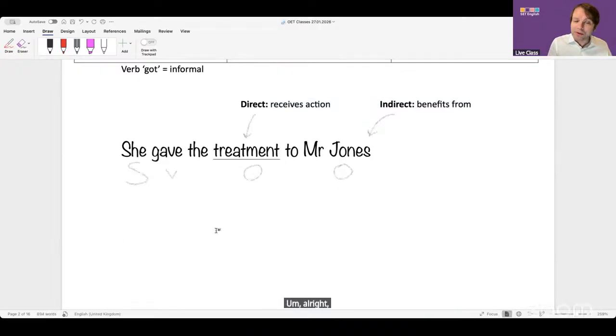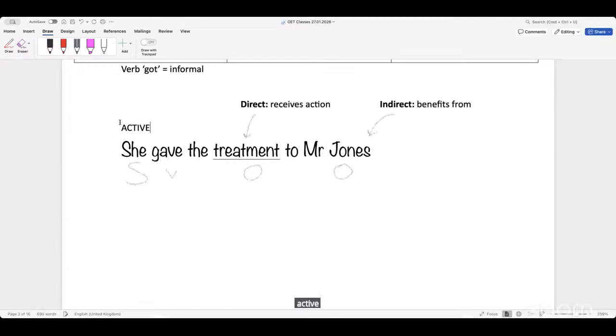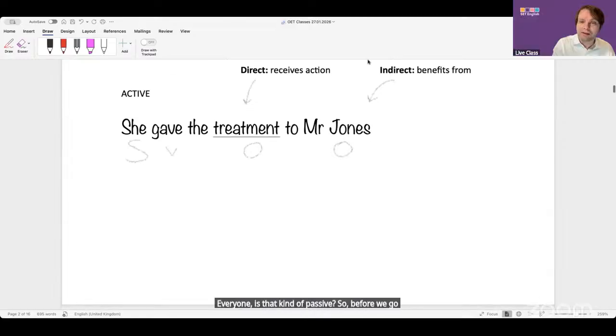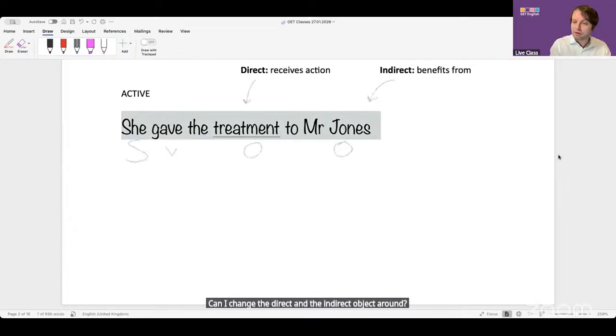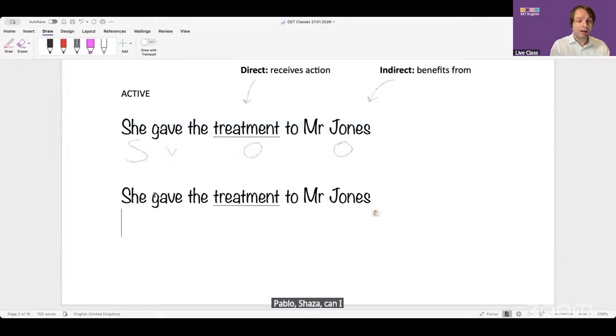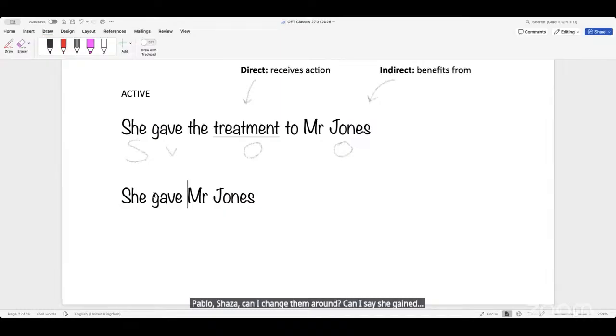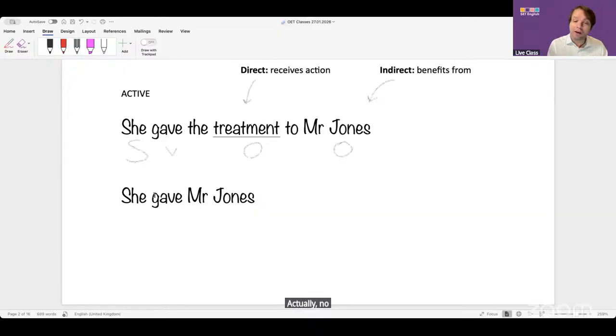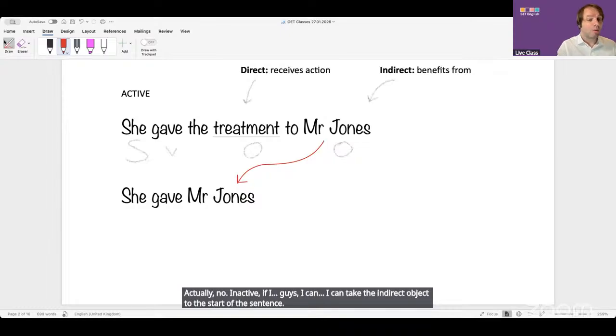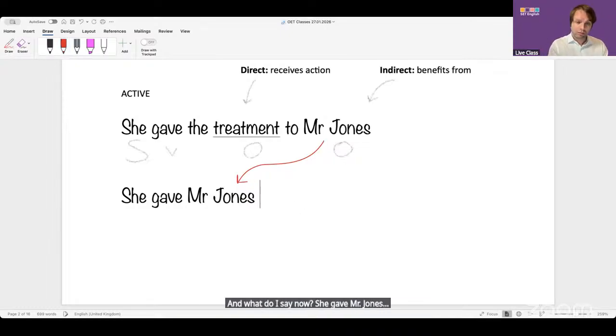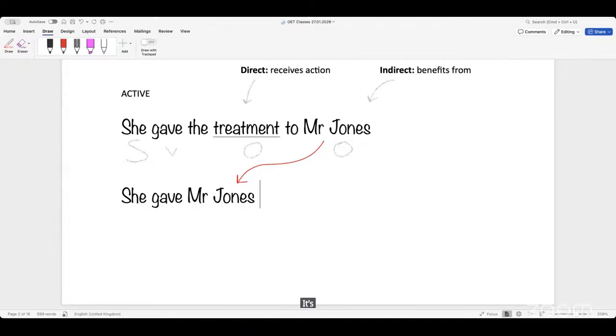All right, is this active or passive, guys? Everyone, is it active or passive? So before we go into passive, can I change the direct and the indirect object around? Farid, Pablo, Shaza, can I change them around? Can I say she gave Mr. Jones? It depends on the verb. Actually, no. In active, guys, I can take the indirect object to the start of the sentence. And what do I say now? She gave Mr. John the treatment. Okay.